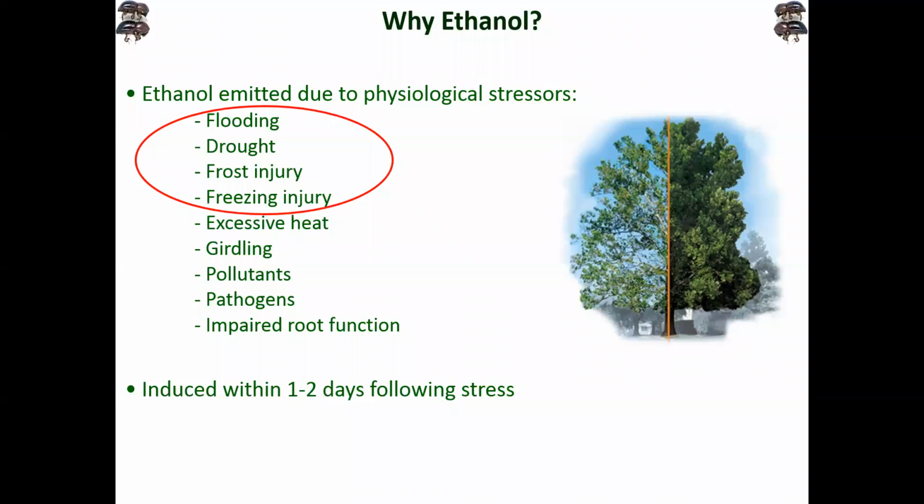Now, a really important concept to understand here is that ethanol can be induced within 1 to 2 days of stress being imposed, and we've seen that for flood stress and also frost injury. So in other words, you can have ethanol being very rapidly produced and then emitted from those trees. So while those trees to us are asymptomatic or quote unquote apparently healthy, they are still physiologically stressed and emitting ethanol. And beetles are then very efficiently finding those trees that are emitting ethanol and specifically attacking those trees.